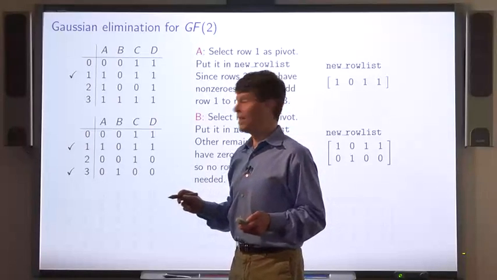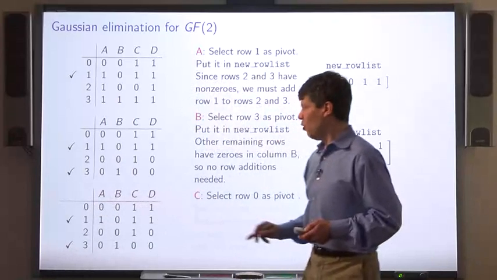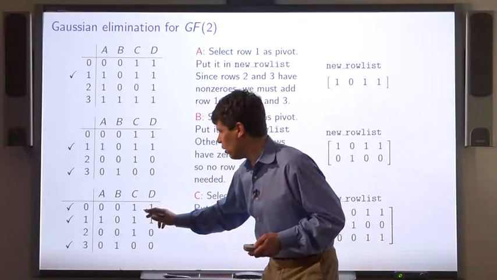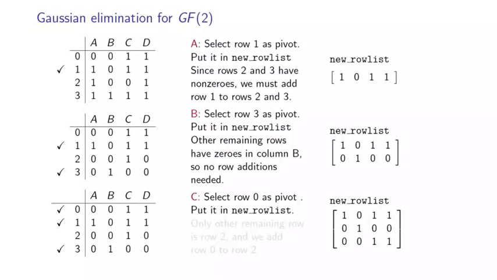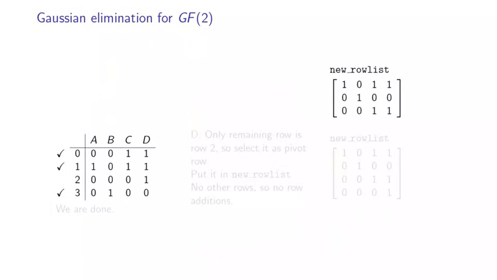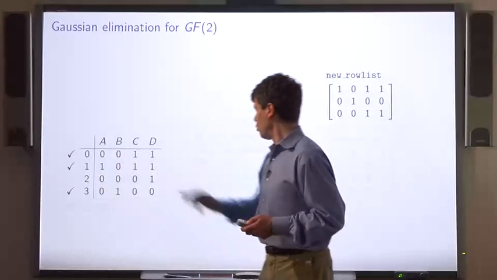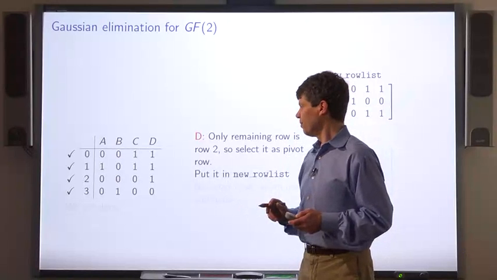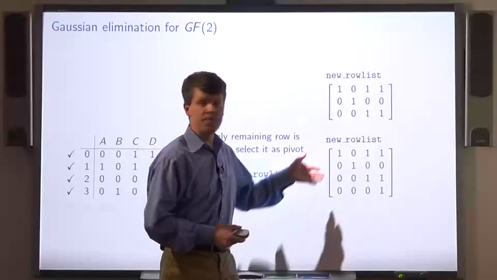Let's move on to column C. The algorithm selects row 0 as the pivot row, adds it to new row list. And then there's only one row remaining that has a non-zero in column C, so the algorithm adds the pivot row to row 2 to make that 0. Finally, column D. The only remaining row is row 2. So the algorithm selects row 2 and adds it to new row list. And no other row operations are required. The algorithm is done, and it's come up with a basis for the row space.